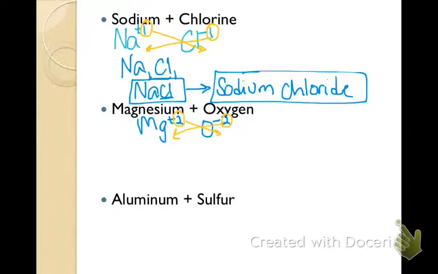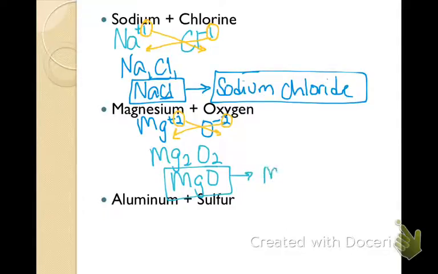So then we have Mg2O2, and we can reduce this down so it can just be MgO. So that's the compound. The metal name always stays the same, so it's magnesium. But the anion, the nonmetal, we change that to IDE, so it's magnesium oxide.